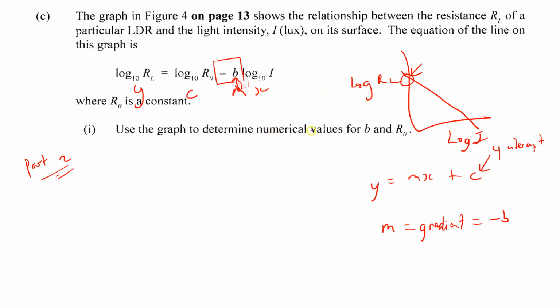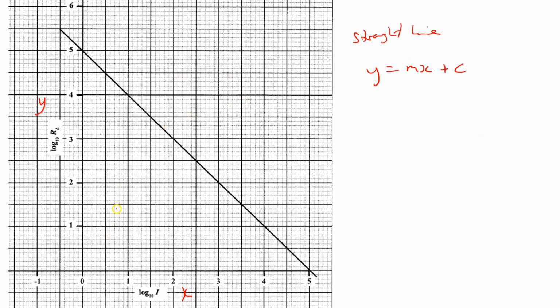Now they say use the graph to determine numerical values for b and R naught. R naught is right here. So let's go to the graph right now. We want to find the gradient, because we said that the gradient corresponds to b.